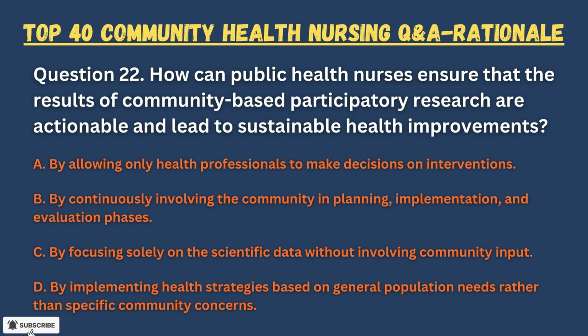Question 22. How can public health nurses ensure that the results of community-based participatory research are actionable and lead to sustainable health improvements? A. By allowing only health professionals to make decisions on interventions. B. By continuously involving the community in planning, implementation, and evaluation phases. C. By focusing solely on the scientific data without involving community input. D. By implementing health strategies based on general population needs rather than specific community concerns.